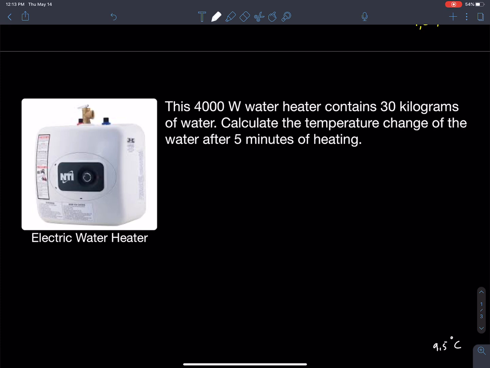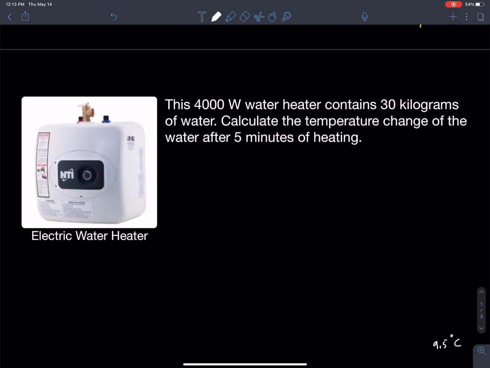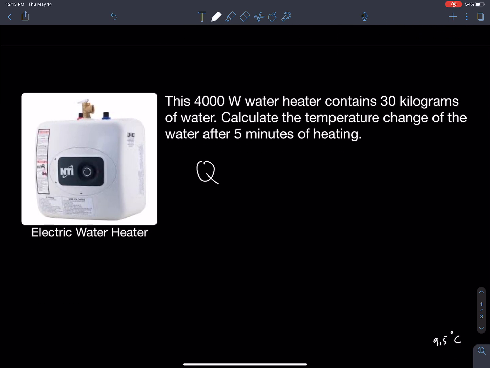All right, so the last question told us how much heat was put in. So the heat that was put in 5 minutes is equal to 1,200,000 joules.